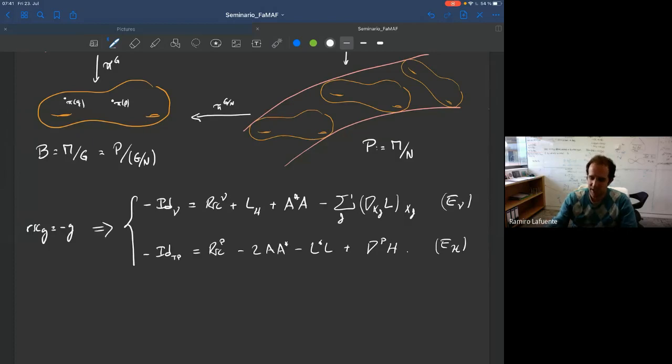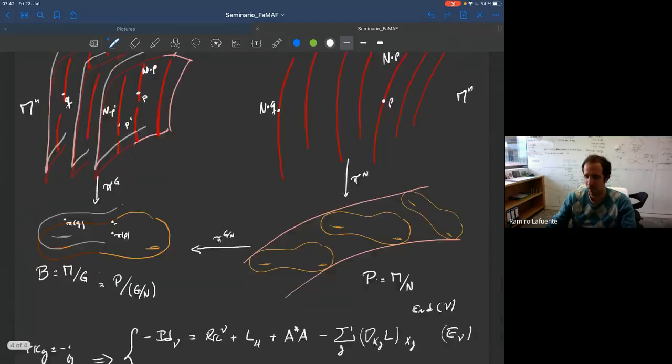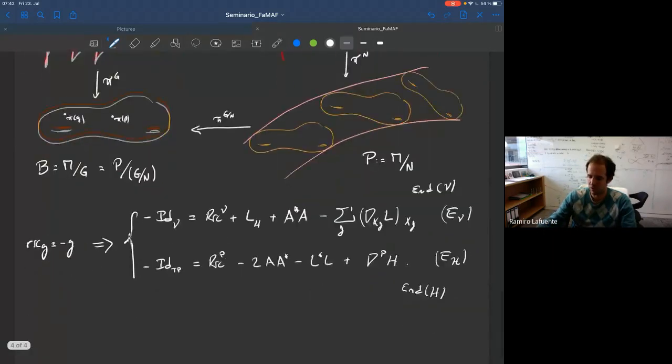So the Einstein equation, this is what the game is about, implies these two sets of equations. So let me explain briefly what these equations are. I'm writing an equation as endomorphisms of the vertical distribution. And the other equation is an equation for endomorphisms of the horizontal distribution. And whenever I say vertical, horizontal, and all that, I mean for the N submersion from now on.